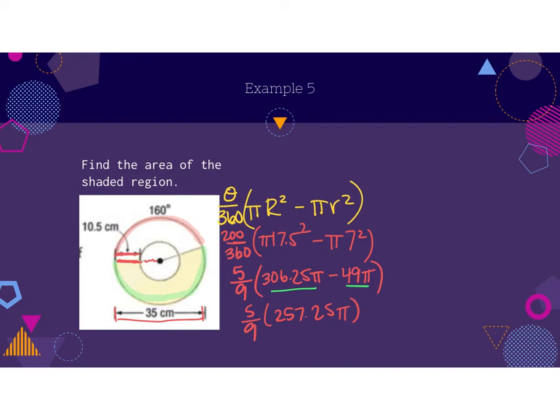Now I am going to go ahead and put this into a calculator. We're going to multiply 5 times 257 and 25/100ths and then divide it by 9. And we get 142.916, and the 6 repeats, times pi.